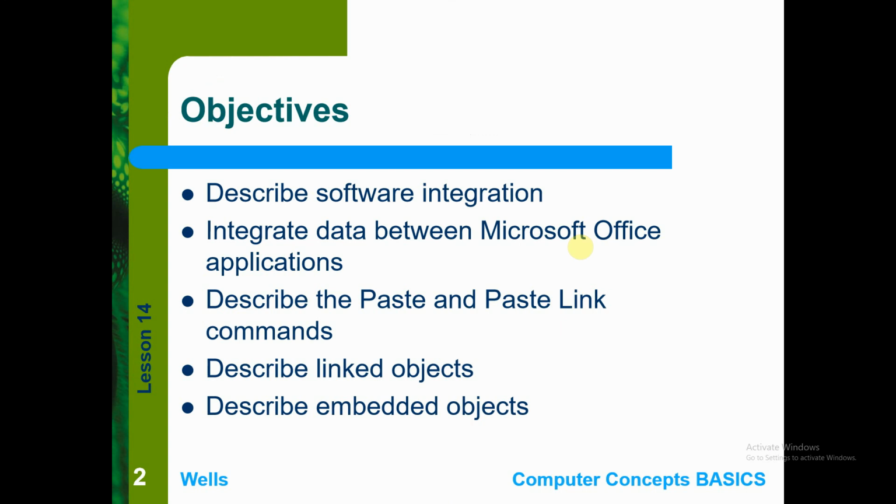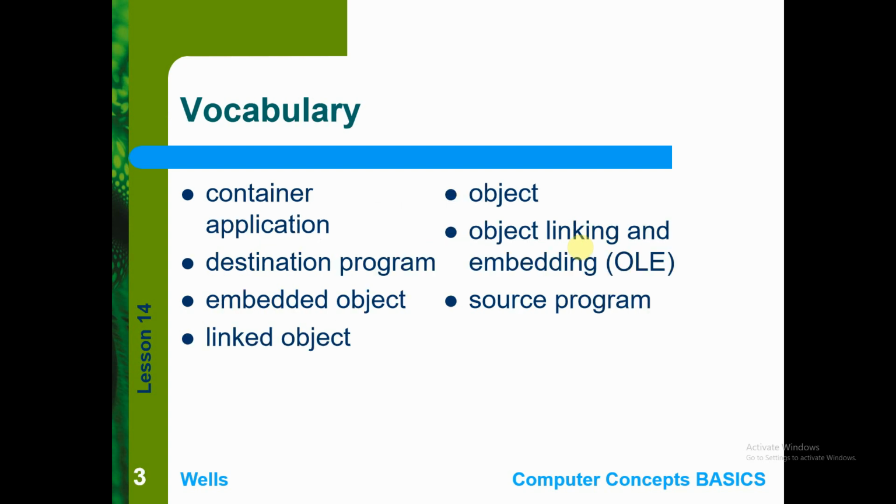So the objectives: integrating the data between applications, not only in Excel and Word but also for other Office apps that we can integrate. Also, we would describe the paste link commands and linking objects and embedded objects, what their purpose is and what they do.